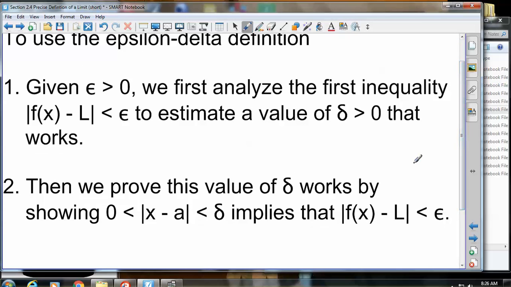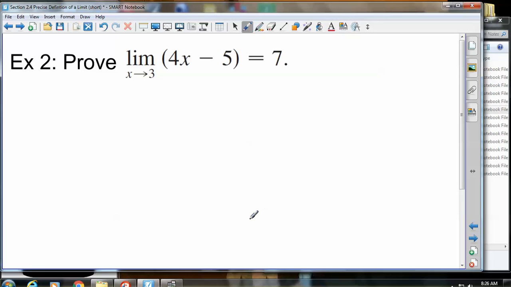To use our epsilon delta definition, the first thing we are going to do is, given some epsilon greater than 0, where epsilon is the number that's telling you how far you are from your limit, we are going to look at the absolute value of f of x minus L is less than epsilon to find a delta that works. And then we are going to prove it. The easiest way to go through this, I think, is by example. If I just go over these definitions, you're going to get hung up on all these different variables. So I really want to start jumping in with some examples of these proofs and work through them.